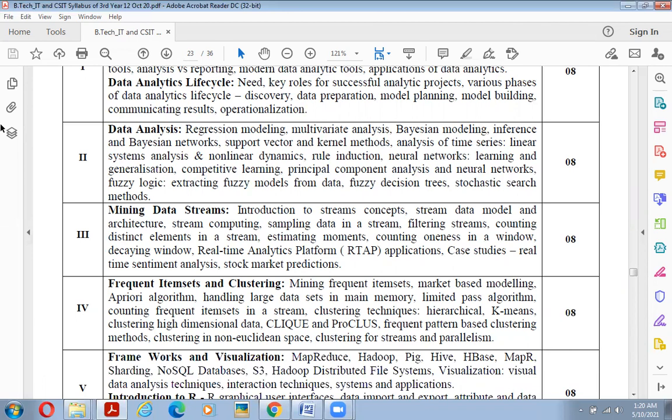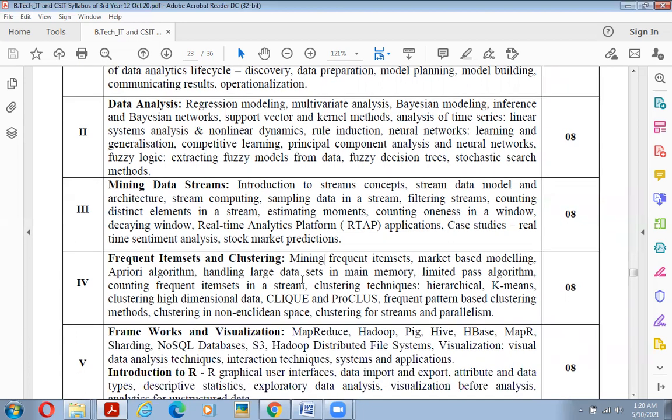We understand this. Then sampling data in a stream, filtering streams and counting existing elements in a stream, estimating moments, counting ones in a window, decaying window, real-time analytics platform RTAP, case studies of real-time sentiment analysis and stock market predictions are also in this mining data streams.